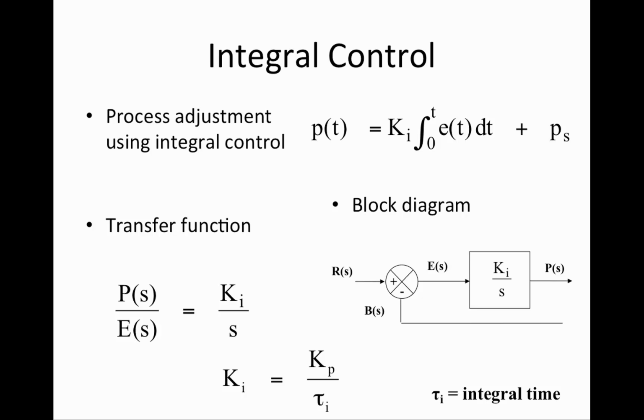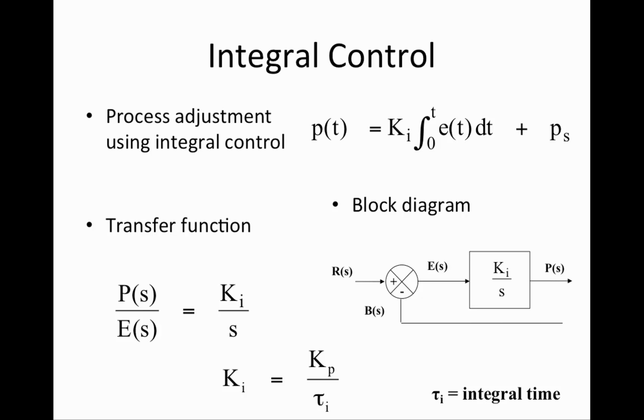Next, integral control. The time domain relation for integral control between the control output and the error is shown in this equation: P(t) equals K_I times integral E(t) dt plus P_S, where P(t) is the time-dependent process adjustment, K_I is the integral gain, which is rarely used in real-world effect, E(t) is the time-dependent error, and P_S again is the steady-state process adjustment or setting.